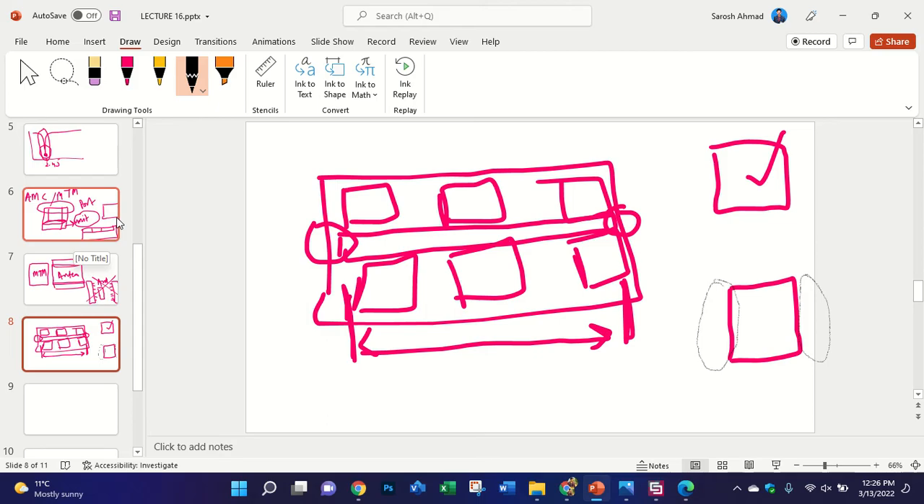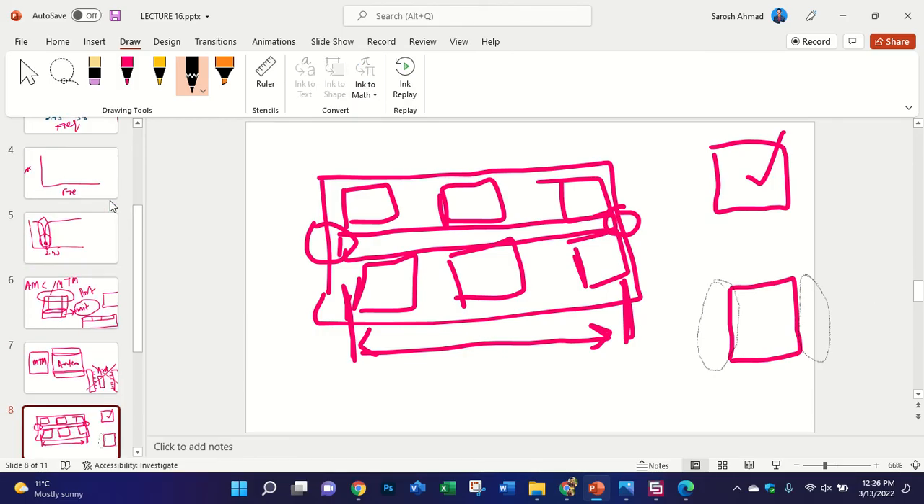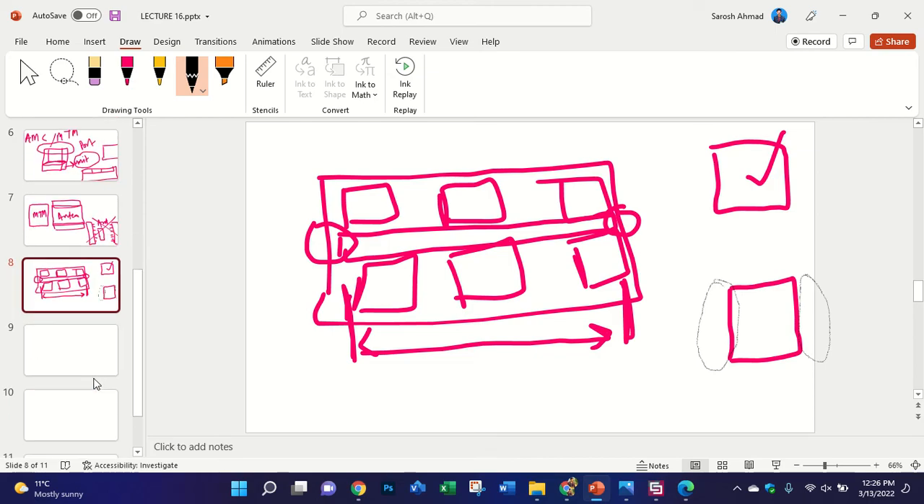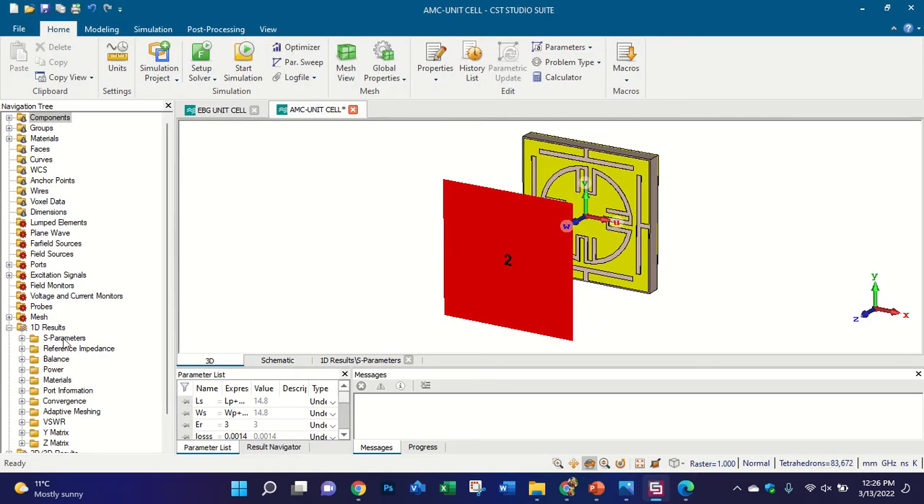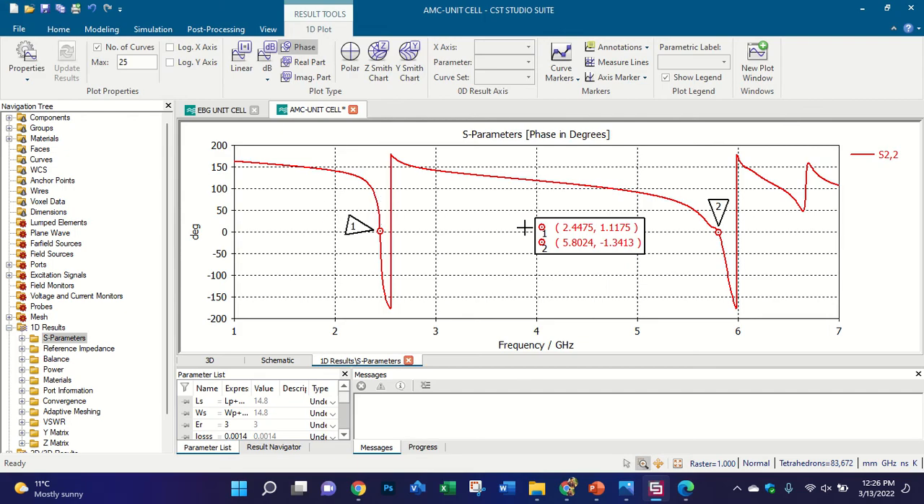In the case of the reflection phase, if you are simulating on the left and right side, then yes, the reflection phase must be 0. In EBG unit cell and FSS you are able to achieve broadband. But in AMC and in metamaterial it is not easy to achieve broadband. In this one, this is AMC or metamaterial, and you see here is a reflection phase, and it is 0 degree only at one frequency band.